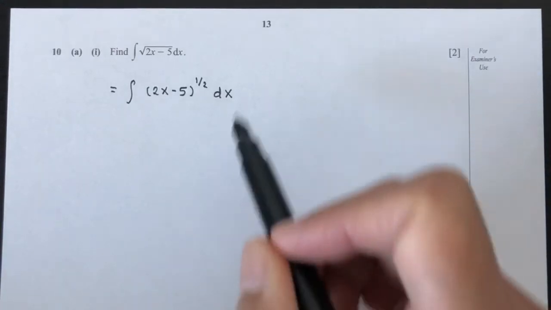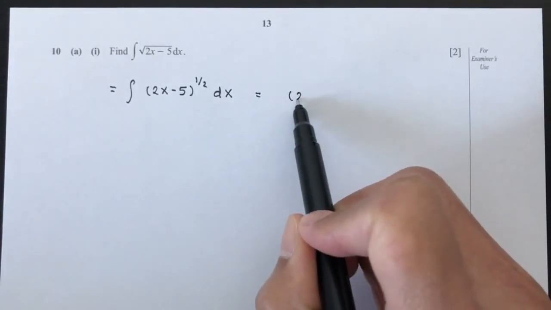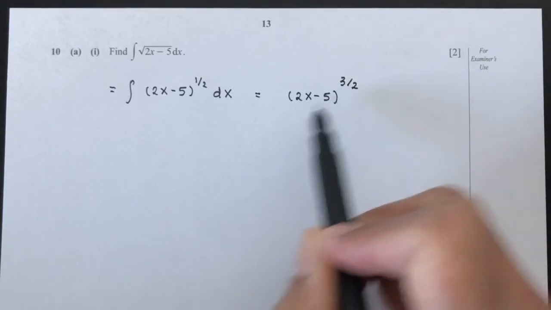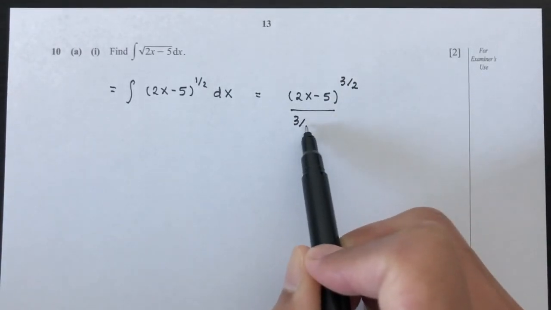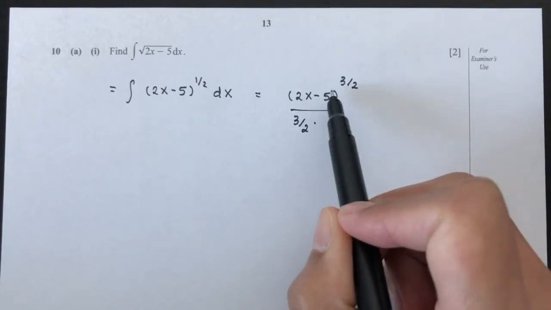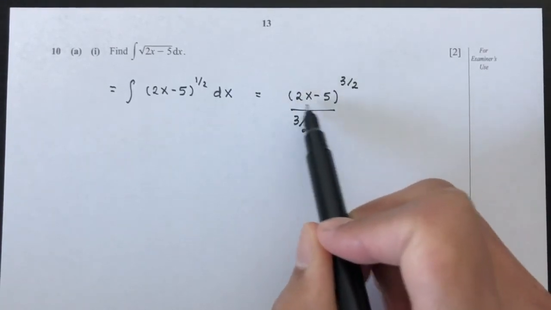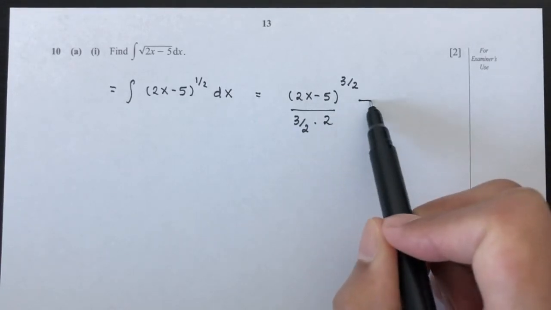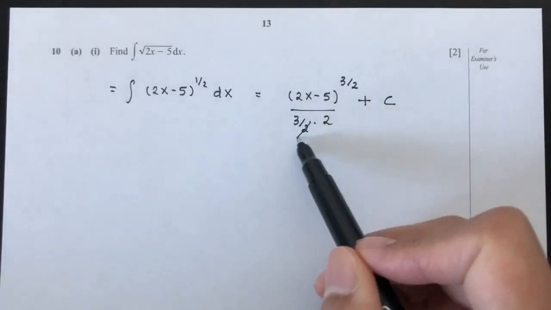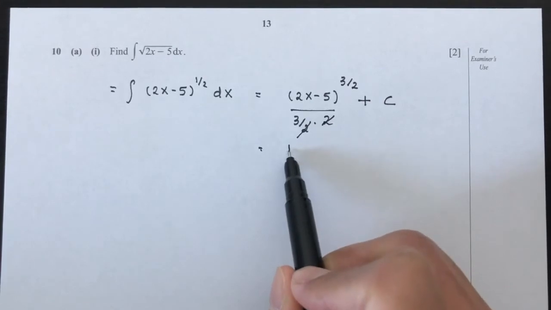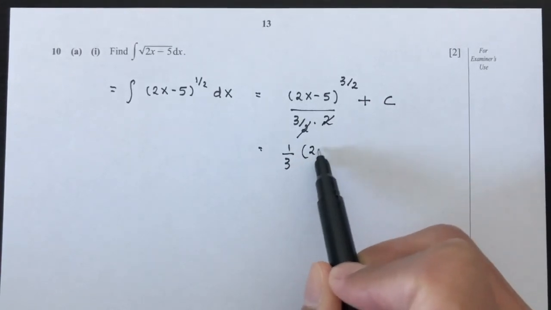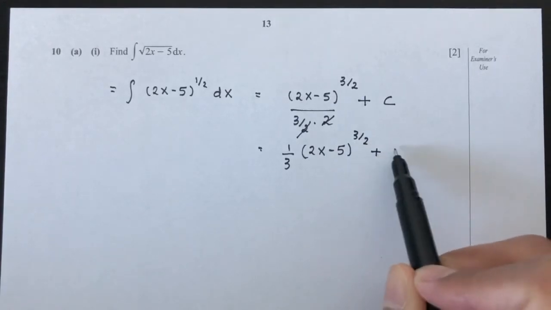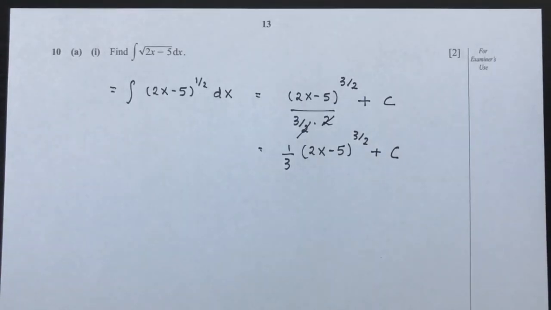Now we can integrate. So first thing, we have to increase the power by 1. So half plus 1 is 3 over 2. Then we have to divide by the power, and then divide by the differentiation of the inside value. So d by dx of this inside value will give you 2. And of course, plus c. So that will cancel out. So you have 1 over 3 times 2x minus 5, 3 over 2 plus c. This is your first answer.